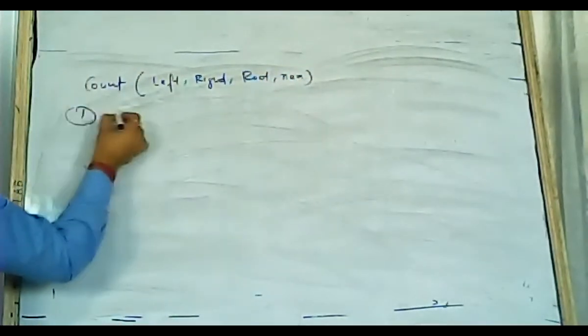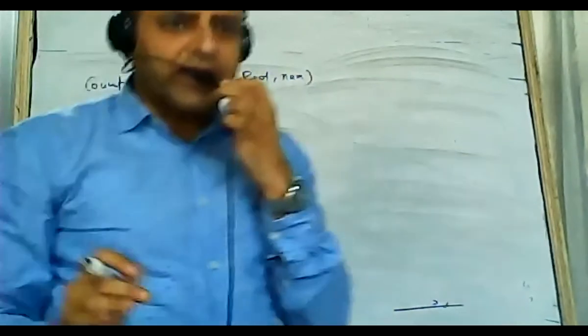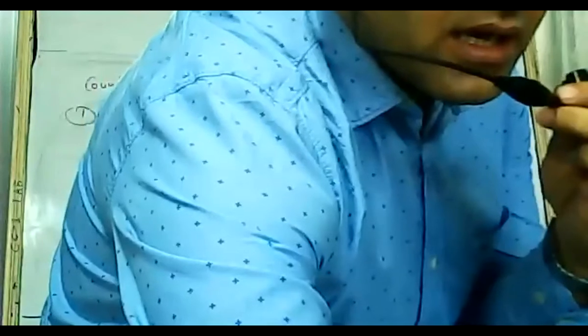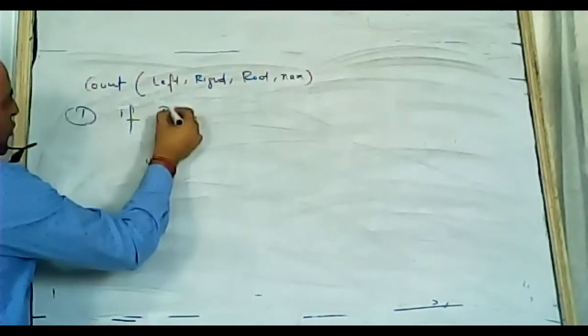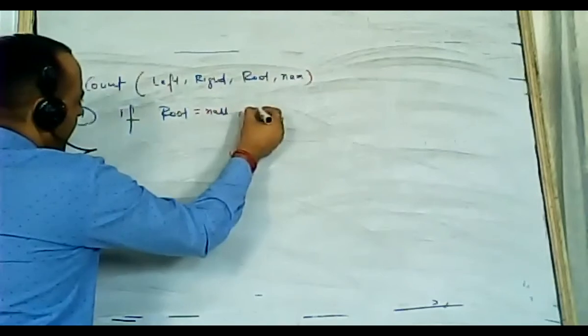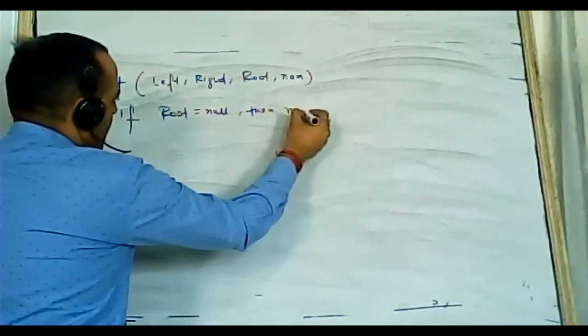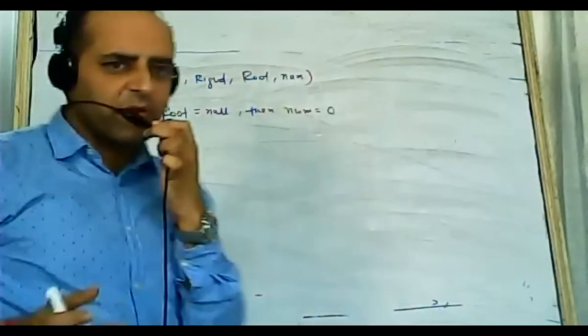So first step I say, count algorithm is basically doing what? It is counting the number of nodes. So if root is null, num will be 0, because there is no node. Root is null. If the tree is there, root will be there. Yes or no? Yes, sir.